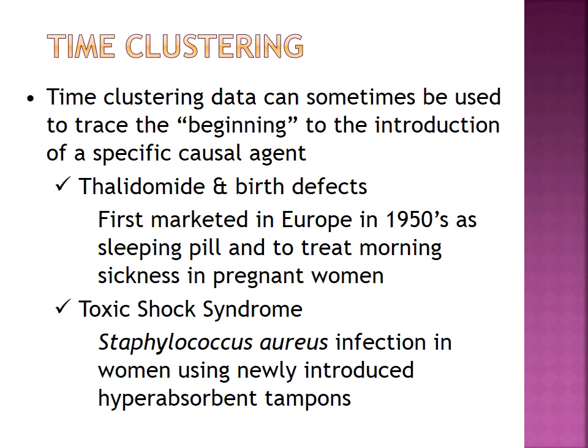Toxic shock syndrome is also an example of Staphylococcus aureus infection in women using newly introduced hyper-absorbent tampons, and it was found that if the tampons were used for more than 24 hours, people were more exposed to this kind of infection, and it is found there is an association between toxic shock syndrome and tampon use.